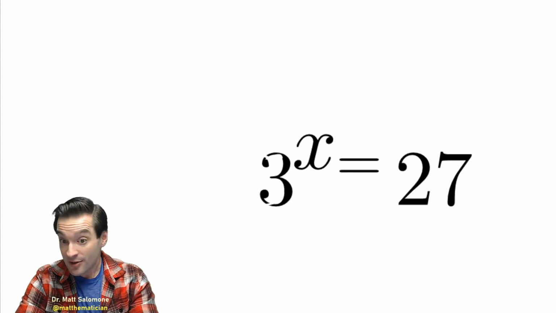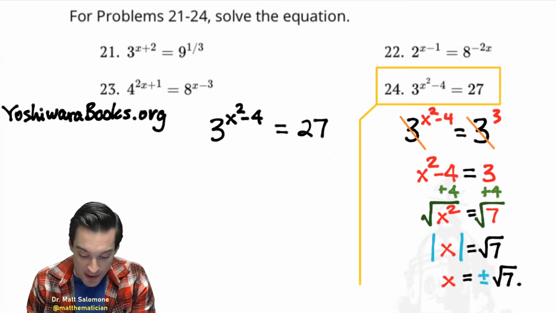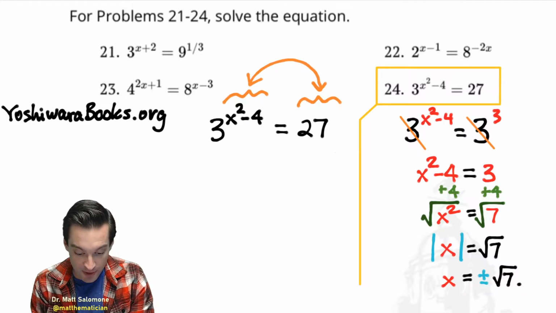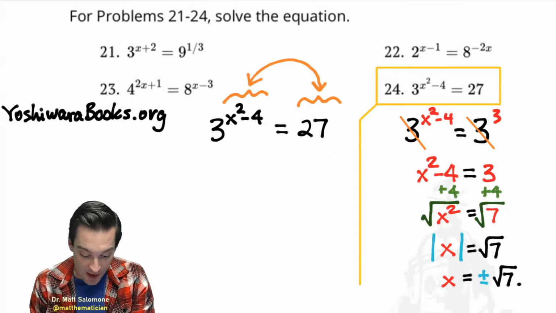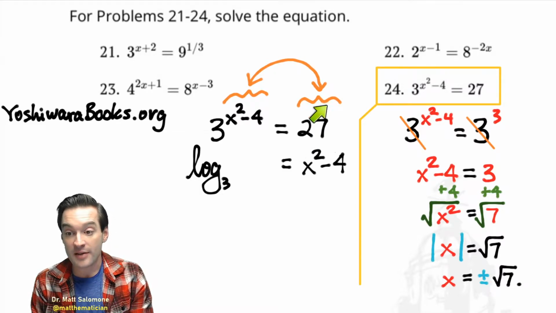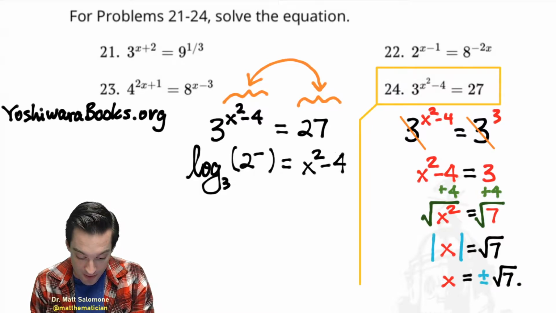Just in place of x up here in the exponent, we'll have the exponent that we're actually interested in, which is x squared minus 4. So when I trade places between the x squared minus 4 and the 27, I'm reversing the roles of the input and the output of the exponential function f of t equals 3 to the power t. And so on the left-hand side, I'm going to have not the exponential function, but its inverse, which we call the base 3 logarithm. X squared minus 4 ends up on the right-hand side, and 27 then ends up as the argument of my base 3 logarithm function. Log base 3 of 27.